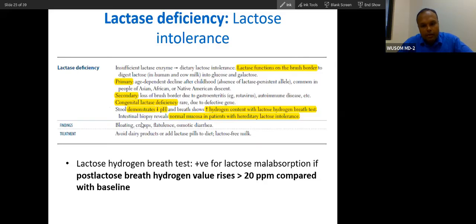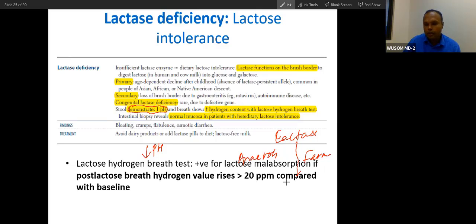Now what is the test that is done to find out this disorder? When you do pH testing in stool, the stool will have low pH. Why? Because lactose will be fermented by anaerobic bacteria that are present in your colon, and it will be changed into acid, acetic acid. So because of this acetic acid, your stool will have low pH, and a breath test is done.